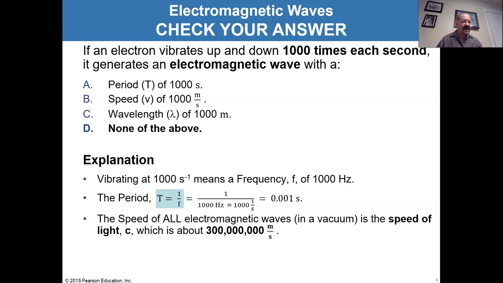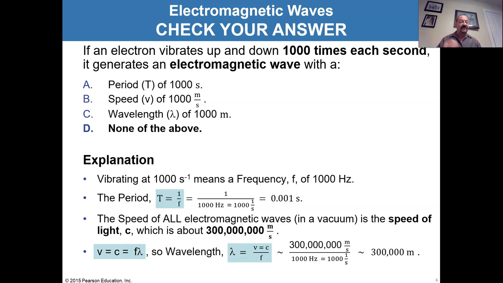The speed of all electromagnetic waves, at least in a vacuum, is the speed of light, about 300 million meters per second. It's exactly 299,792,458 meters per second, but we're going to round it to this easy number of 300 million meters per second. And then using the formula that the wavelength is just the speed divided by the frequency, 300 million divided by 1,000 is 300,000 meters. So none of the above are true. And you should be able to take any one piece of information and figure out all the other characteristics of a wave using this.